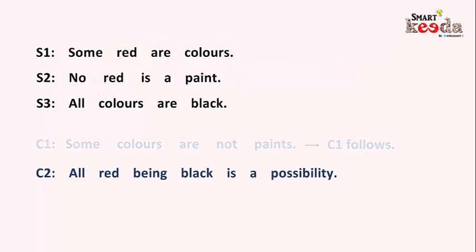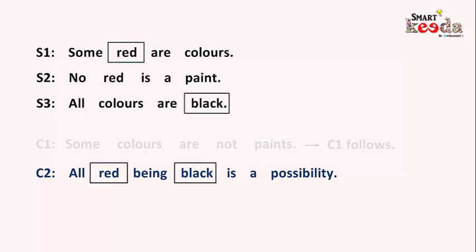Now let's take the second conclusion, which is all red being black is a possibility. Here we need to find a possibility conclusion between the classes of red and black, which in statements are here and here respectively, and the middle term connecting these two classes is colors, which is here in the statements.